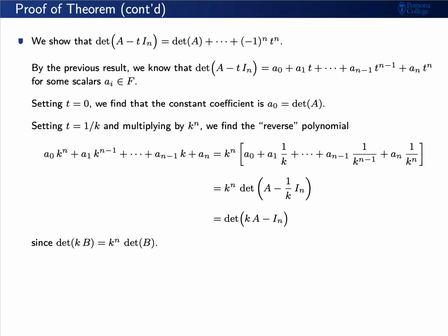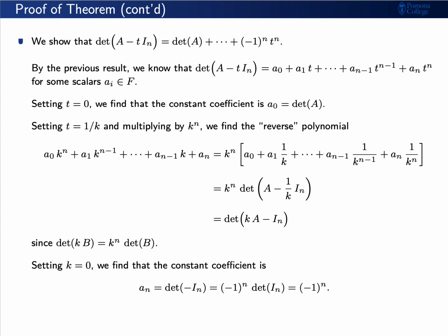Now, we want to be a little bit careful to try to figure out what the leading term is. Why is it (-1) to the n? Well, we can simply reverse things to take a look at the determinant of k times A minus I sub n. Now, we can set k equal to 0, and we find that the leading term, a sub n, is just the determinant of negative the identity matrix. But negative the identity matrix just looks like a diagonal matrix with -1s along the diagonal. And we found before that the determinant of a diagonal matrix is just the product of the diagonal entries. Hence, the leading term, a sub n, must be (-1) to the n.